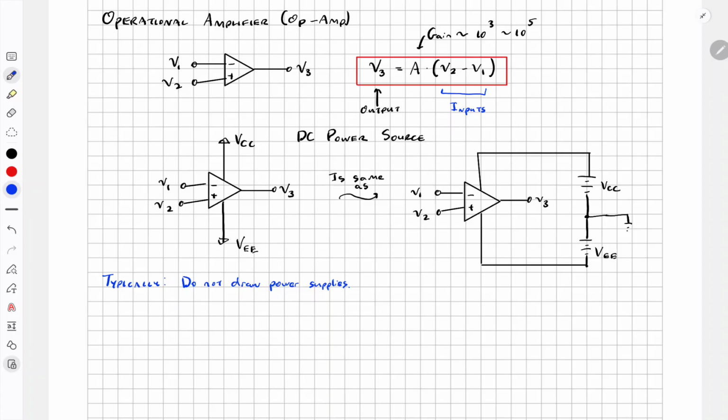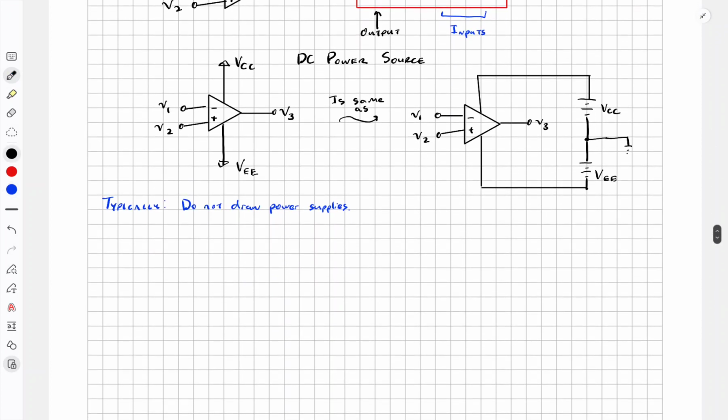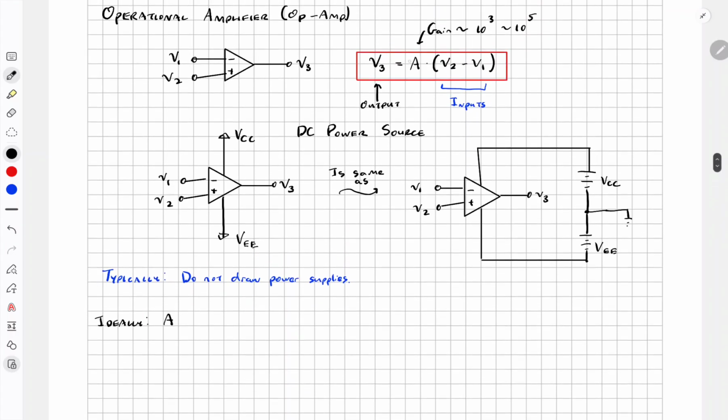So what I mean by that is, ideally, in the ideal case, the gain that we multiply, the gain should be infinity, right? However, in real life, A is limited. The gain is limited to a finite number due to the DC power supplies.